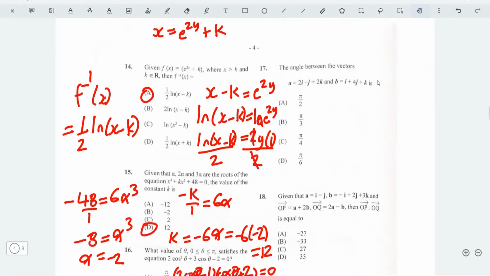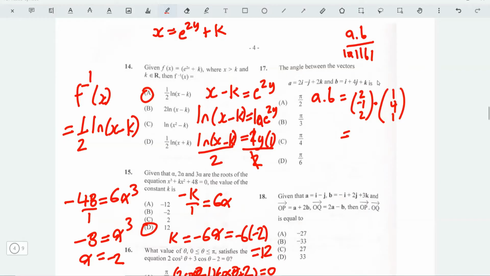Question 17 says the angle between the vectors A and B is. First thing is, remember that the angle between two vectors is A dot B over the length of A times the length of B. So we need A dot B. A dot B is going to be 2, minus 1, 2, that's vector A in column form, dot 1, 4, 1. We work out the dot product. 2 times 1 is 2. Minus 1 times 4 is minus 4. Plus 2 times 1 is 2. That works out to be 0. But when the dot product is 0, clearly the angle is 90.